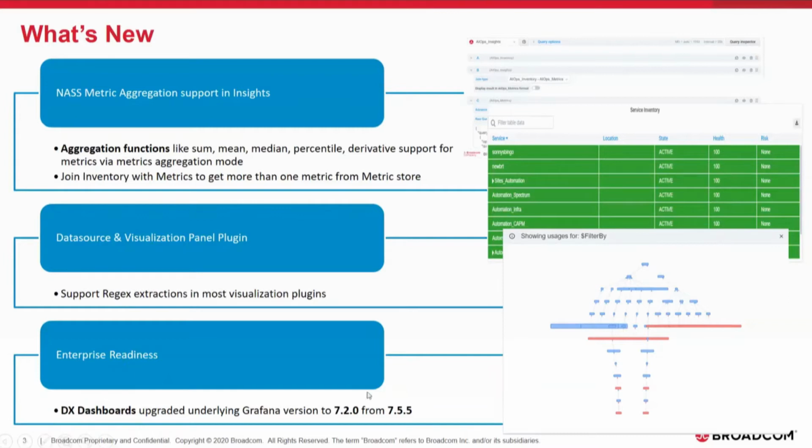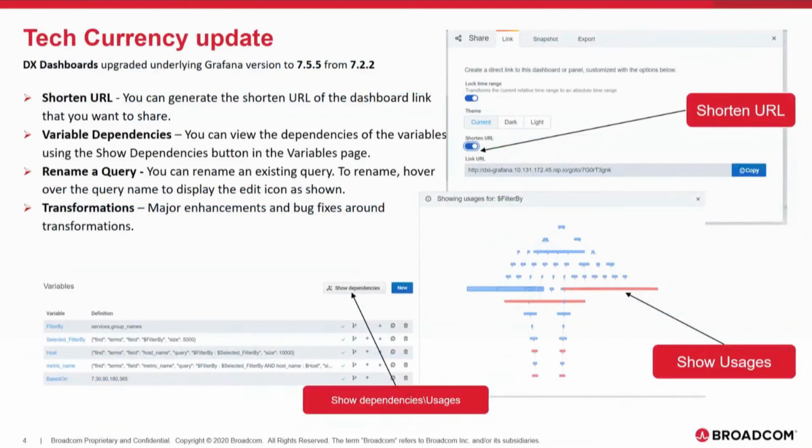Previously we were using Grafana 7.2.0 version. Now we have upgraded to 7.5.5. So you'll see some noticeable changes in the UI, and this build is more stable than the previous build with respect to transformations. You would see new transformations have been added. There are small features that were added from 7.2 to 7.5.